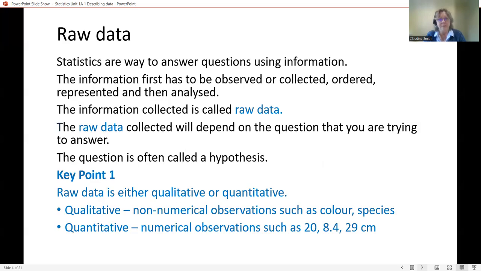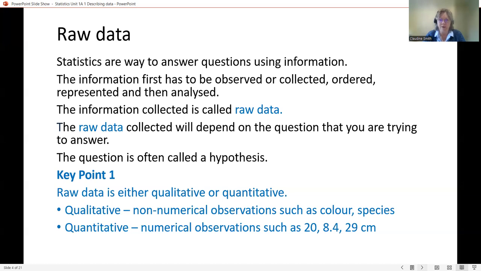Raw data. Statistics are a way to answer questions using information. The information first has to be observed or collected, ordered, represented, and then analysed. The information originally collected is called raw data. The raw data collected will depend on the question that you're trying to answer. The question is often called a hypothesis.